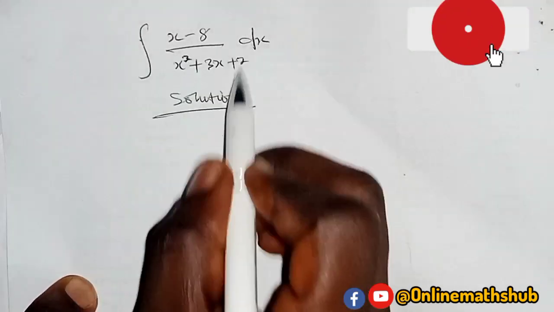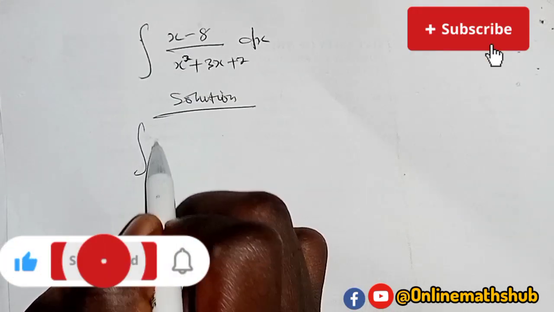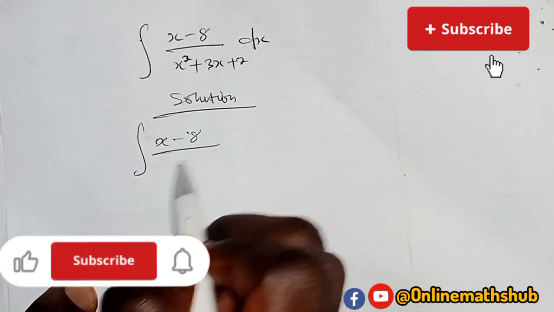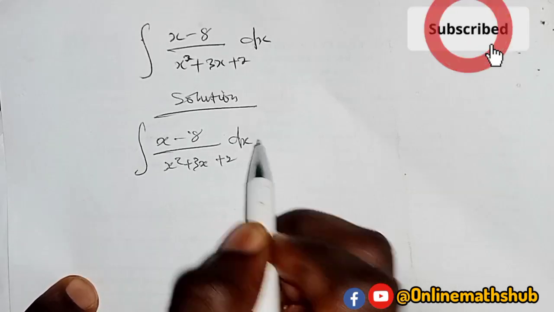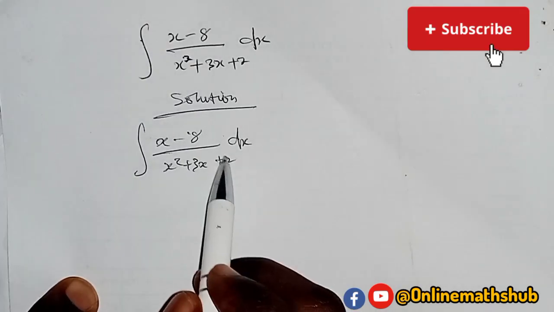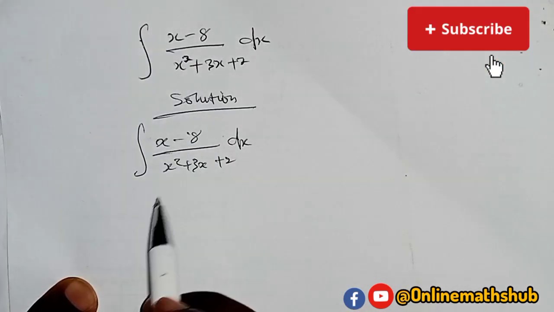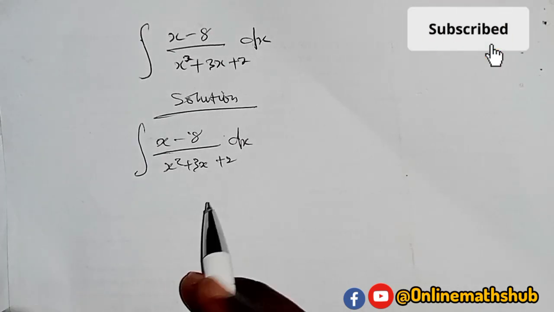And then of course, having written my solution, I'm going to rewrite the equation. This is the integral of (x - 8) divided by (x squared + 3x + 2) dx. What I'm going to do first is evaluate this fraction right there, so I'm going to split it by partial fractions.